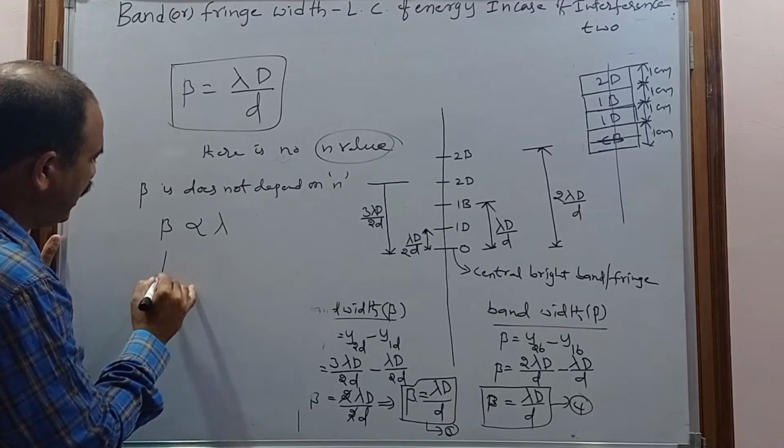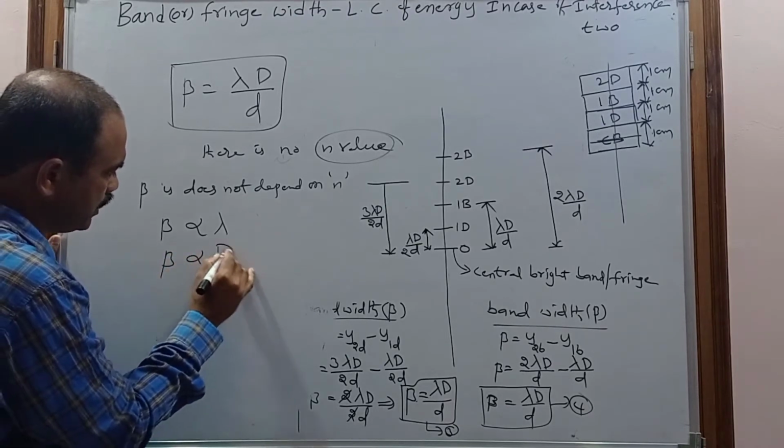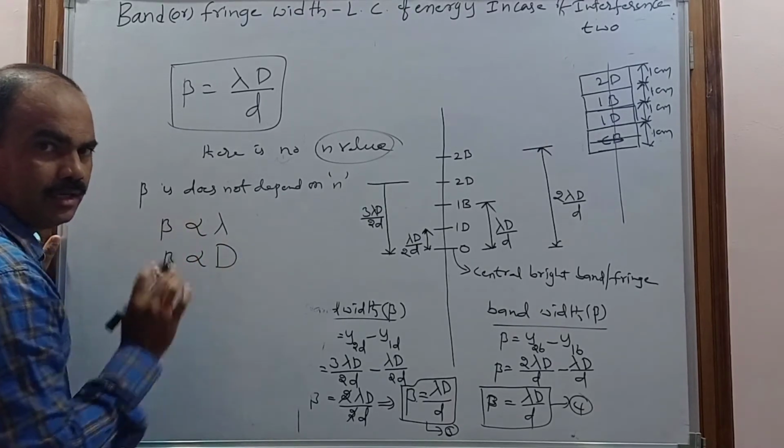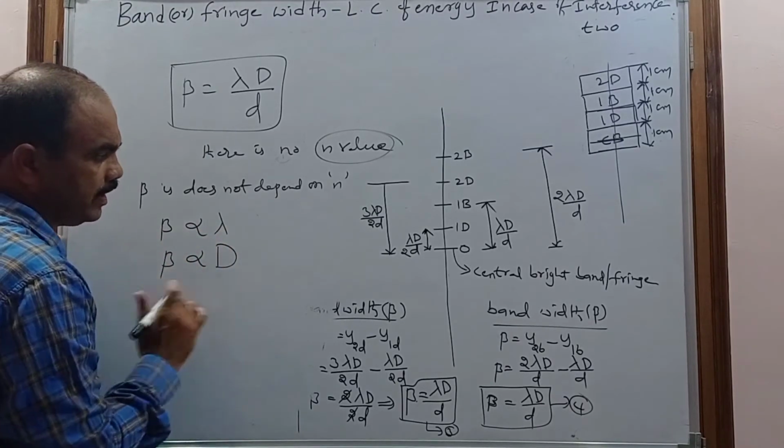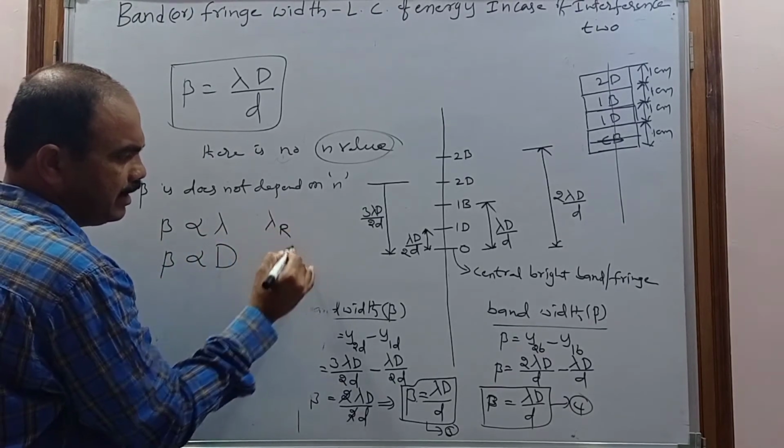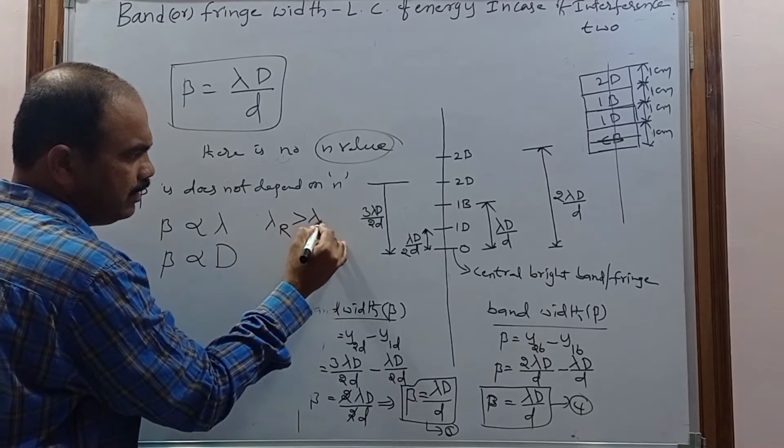The bandwidth is directly proportional to the wavelength, and directly proportional to the distance between the slits and the screen. If the wavelength increases, the bandwidth also increases. For example, the wavelength of red light is more compared to violet color.